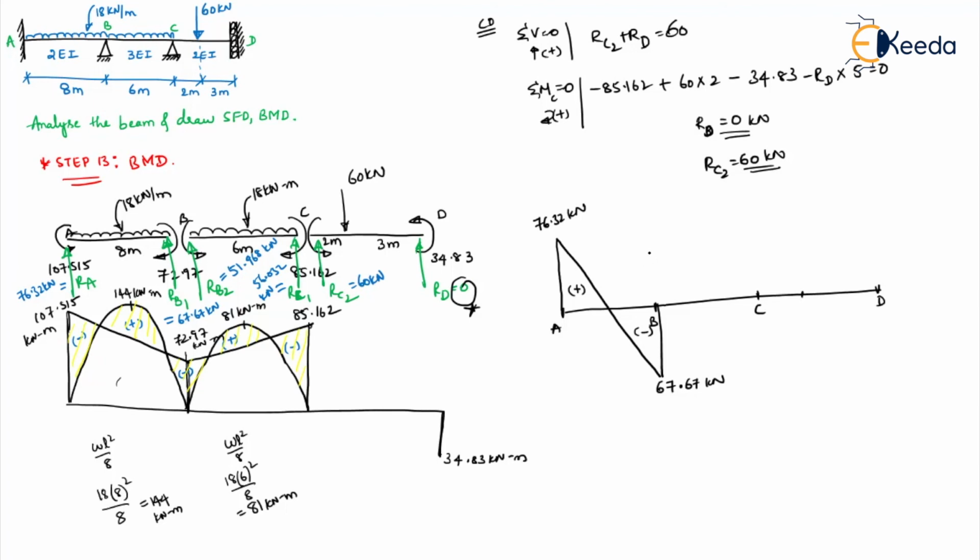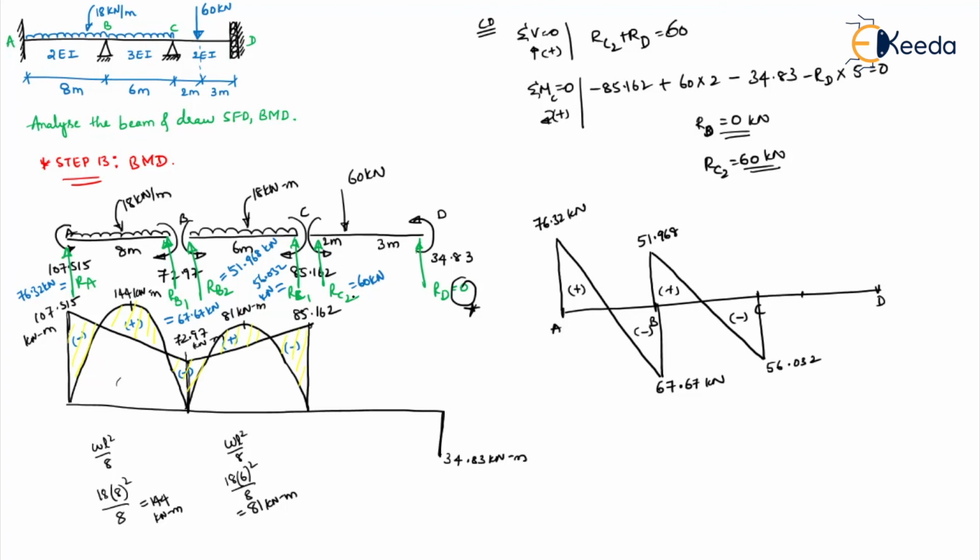How much? 51.968. Again, right up RC1 negative. 56.032. So again there is a UDL here, so it will be linear. This will be negative and this will be positive.